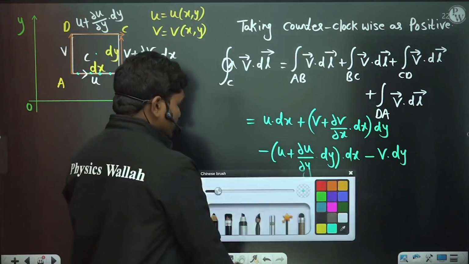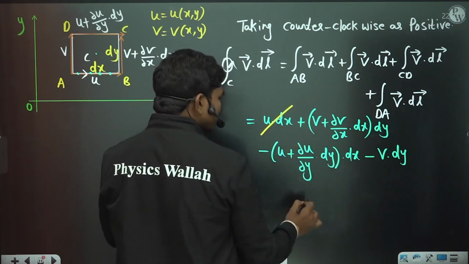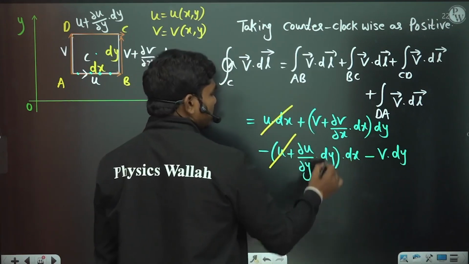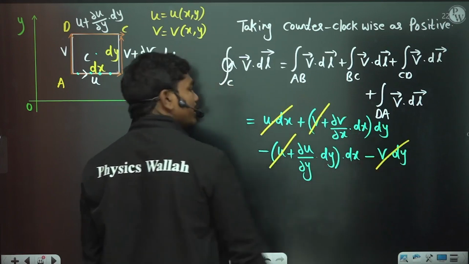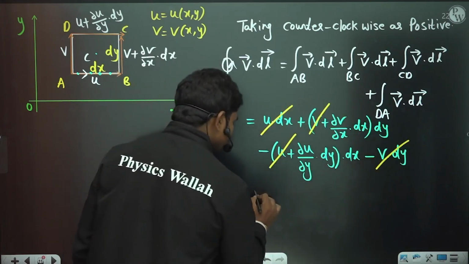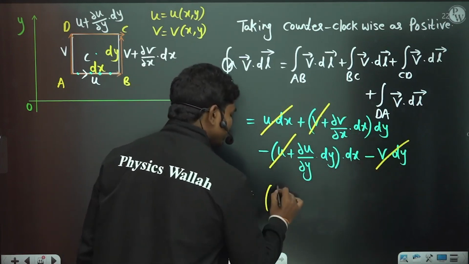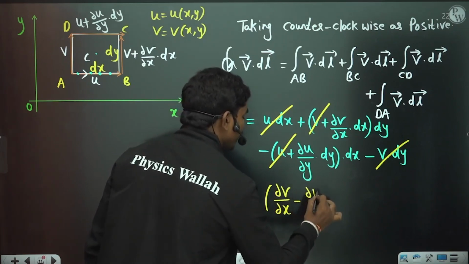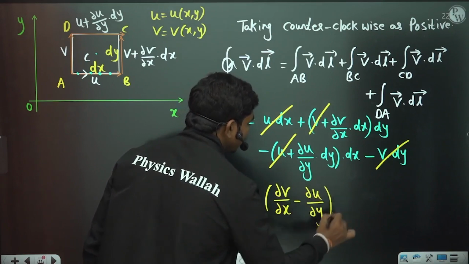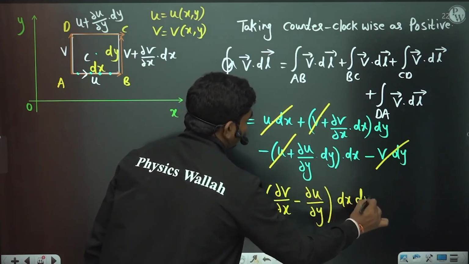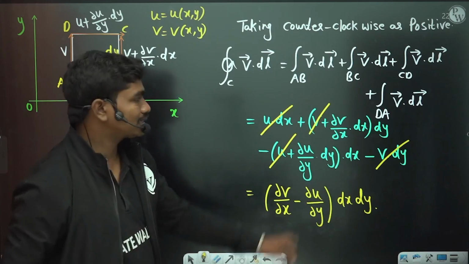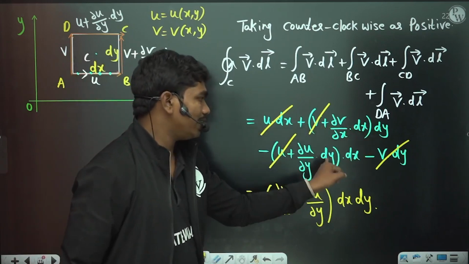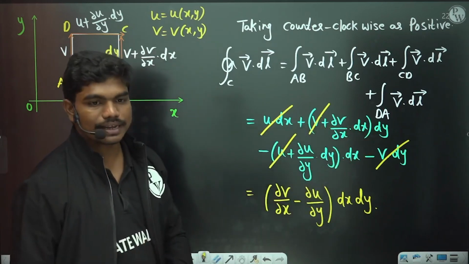Now if you simplify this result, u dx and this u dx get cancelled. Similarly, this v dy and this v dy get cancelled. So this is equal to dou v by dou x minus dou u by dou y times dx dy is what you have here. Okay, so dx dy is common in both the terms, so this dx dy can be taken out.